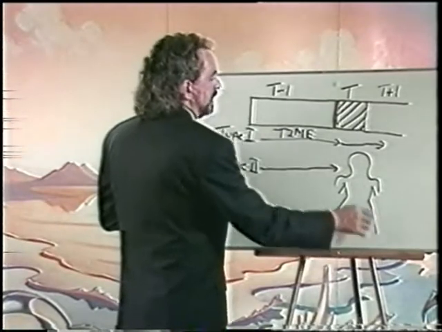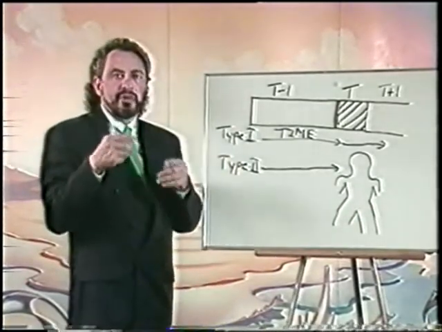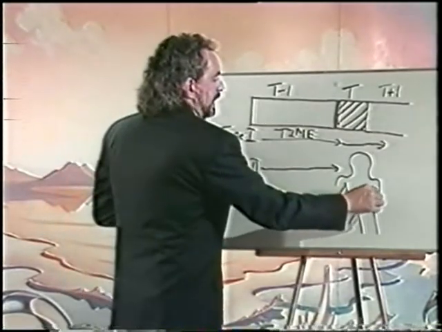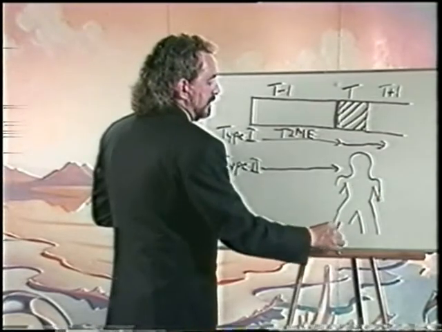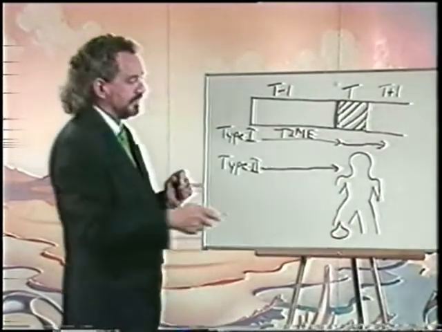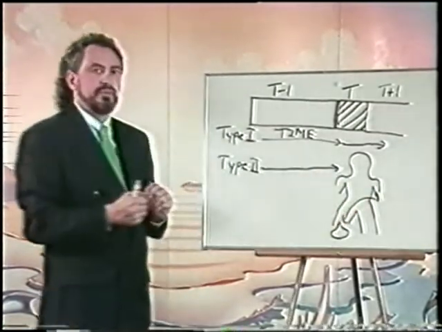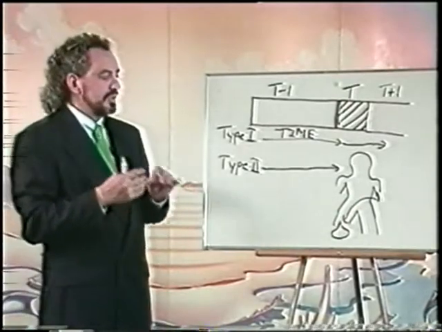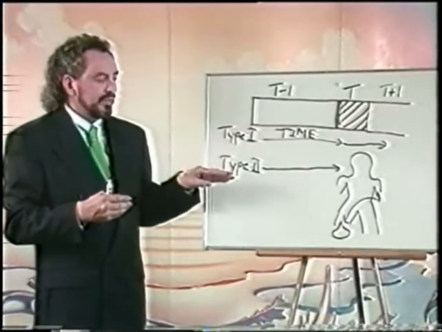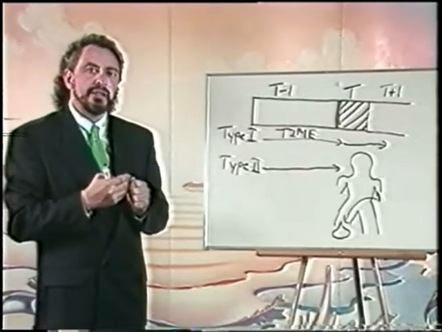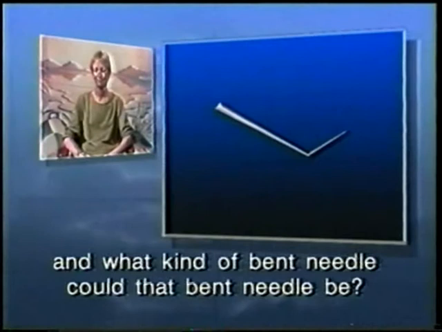And in this particular example, what we find is that we have a bent needle that's in the arm. And we also have a balloon that's in the foot. And we're going to invite this bent needle here to go to the balloon. That is, these are both disparate metaphors that are in the body, and we bring those together and see how they can transform each other. Like a bent needle. And what kind of bent needle could that bent needle be?